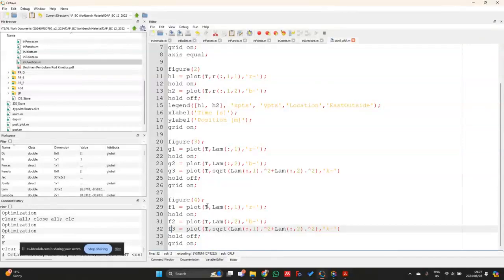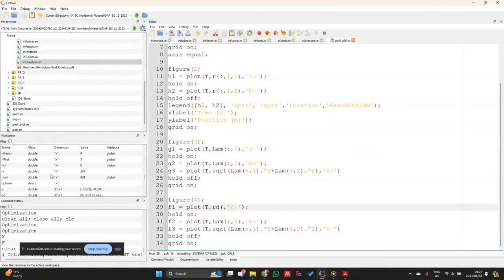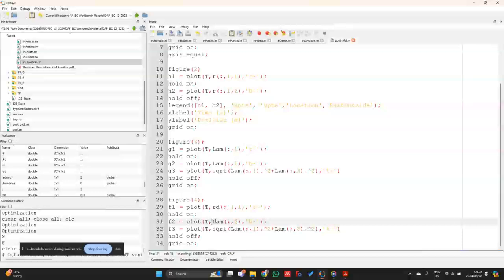So F1 can then be, once again, with respect to time, but now I want to go and create the velocity point. So I'm just going to say RD. Go and look at what RD denotes. So over here it's a 301 by 1 by 2, so the same as what we had for R. So in this case, I'm just going to say for all of the points for body 1 in the 1 direction. Then for the second one, I'm just going to copy over RD over here.